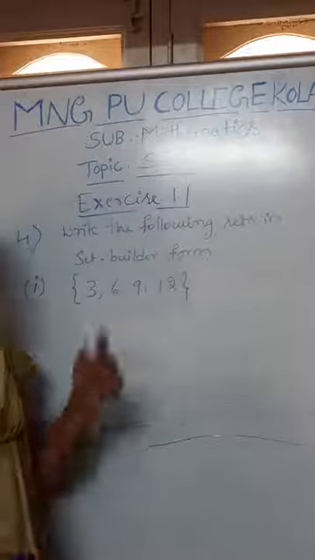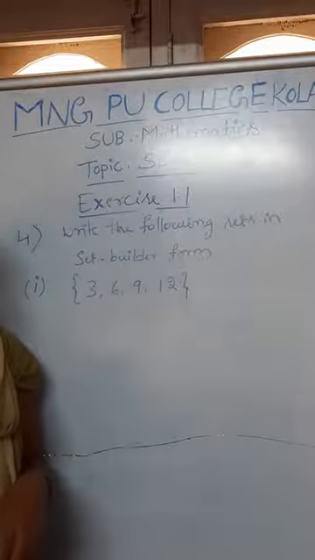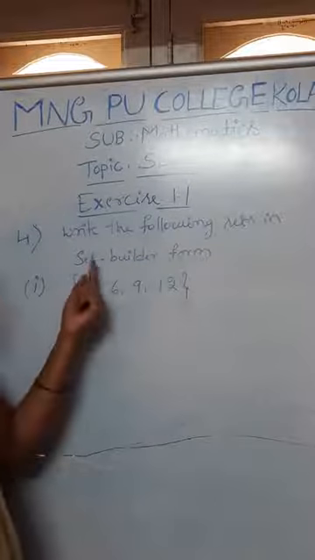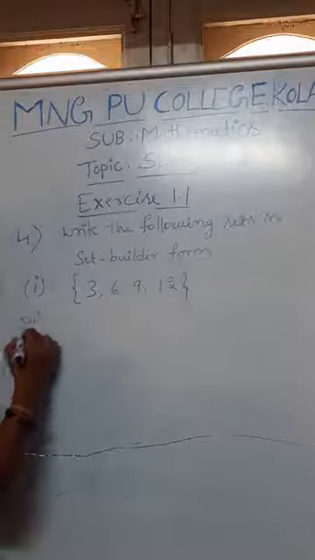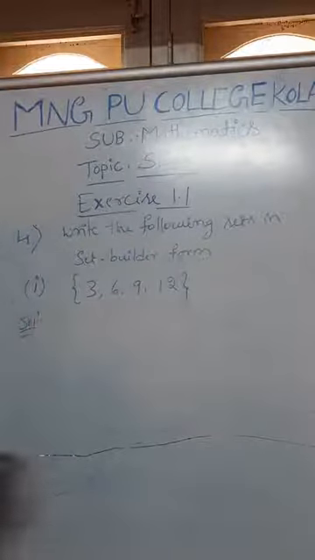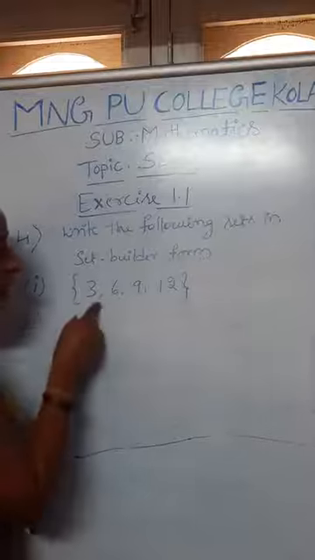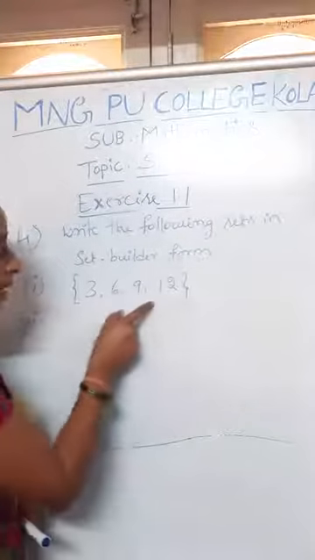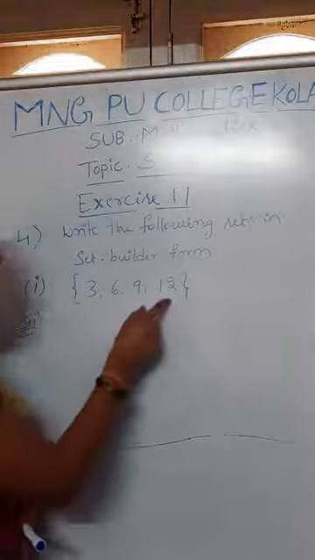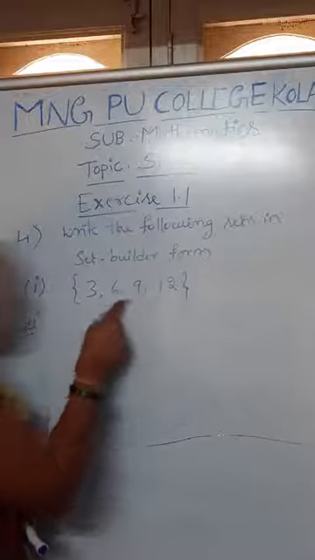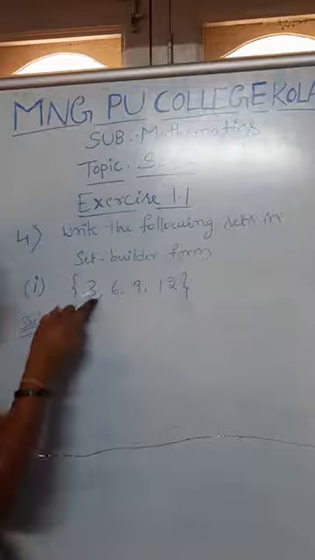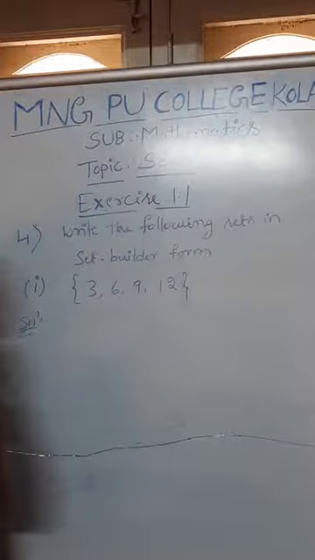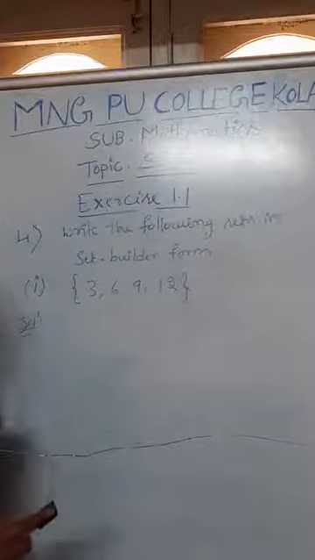We should convert to set builder form. Let's see how to convert to set builder form. Solution. First we should find out what conditions are included in the set. By which condition are the elements 3, 6, 9, 12 taken? So here 3, 6, 9. Imagine what the condition is here.